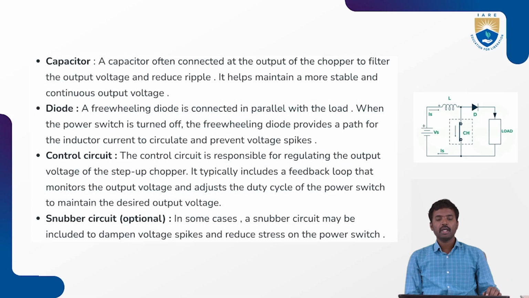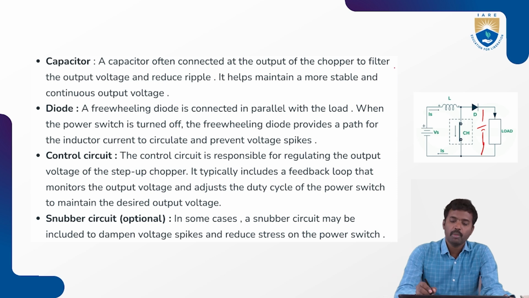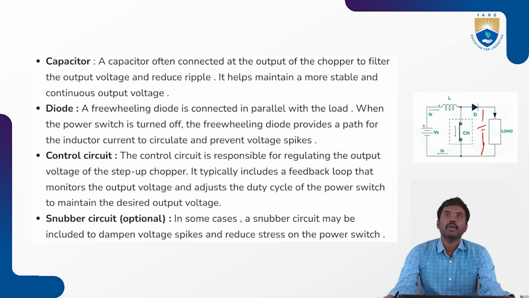And next, what about the capacitor? In the output voltage, there may be voltage ripple. So to reduce that output voltage ripple, we will use this capacitor. Here is the output voltage before the load. The capacitor is often connected at the output of the chopper to filter the output voltage and reduce the ripples. So it helps maintain a more stable and continuous output voltage.